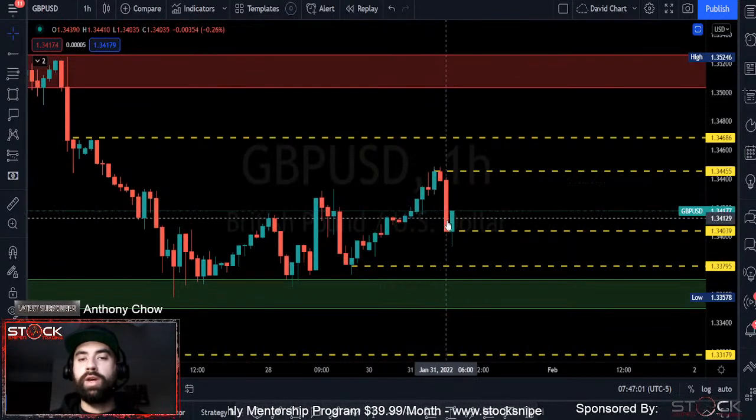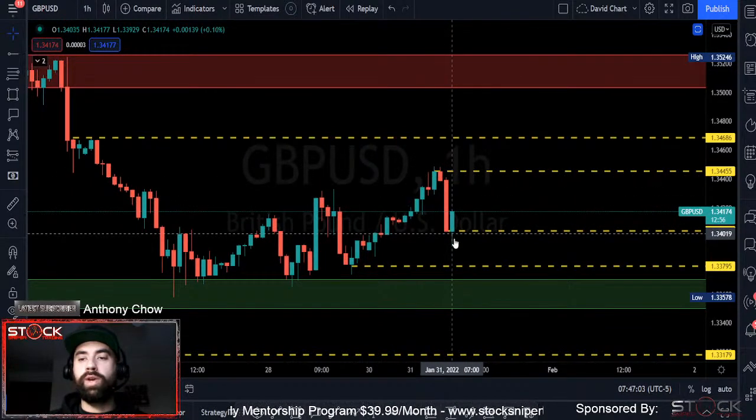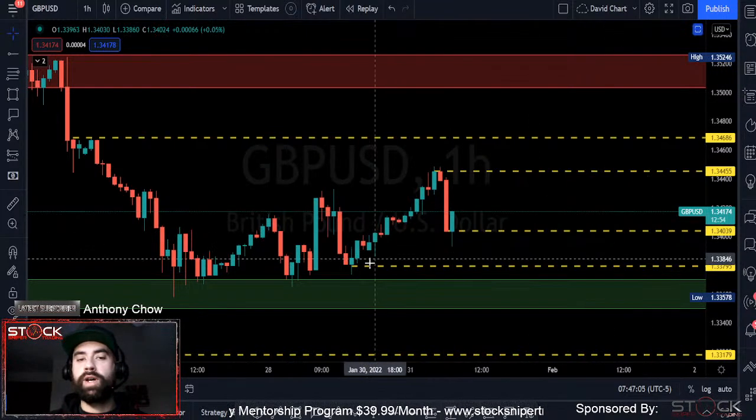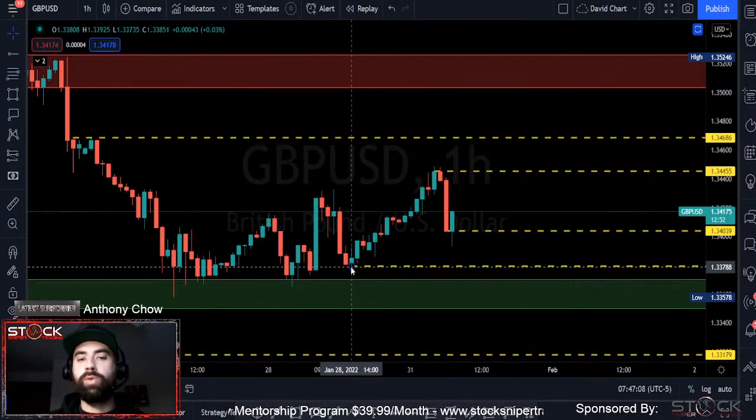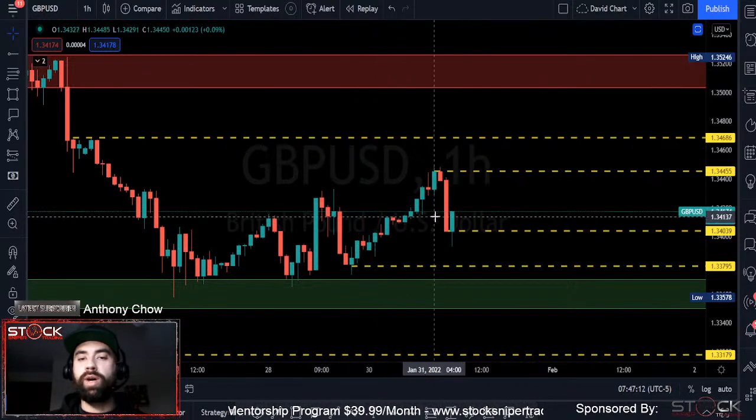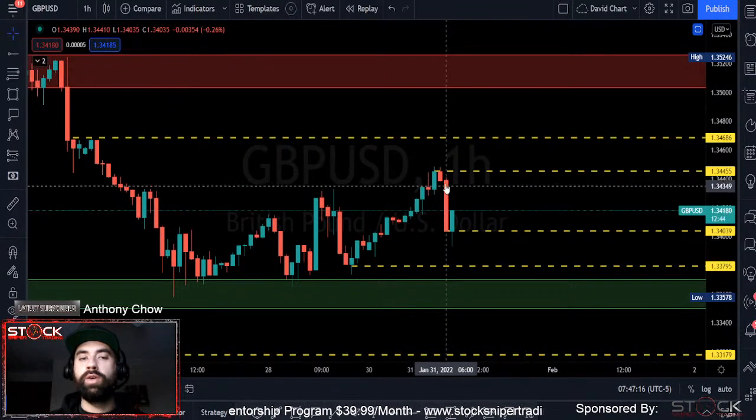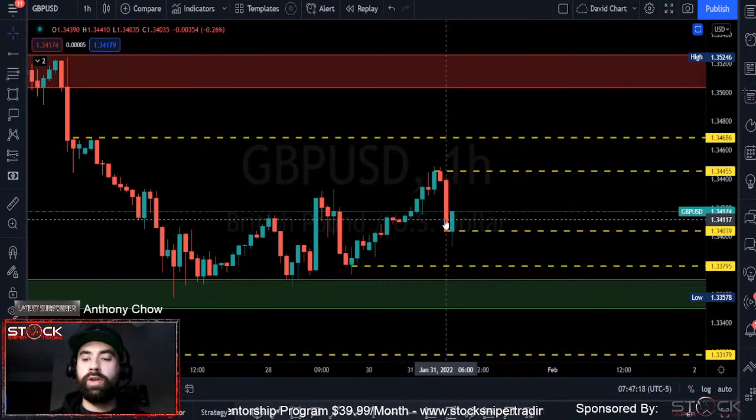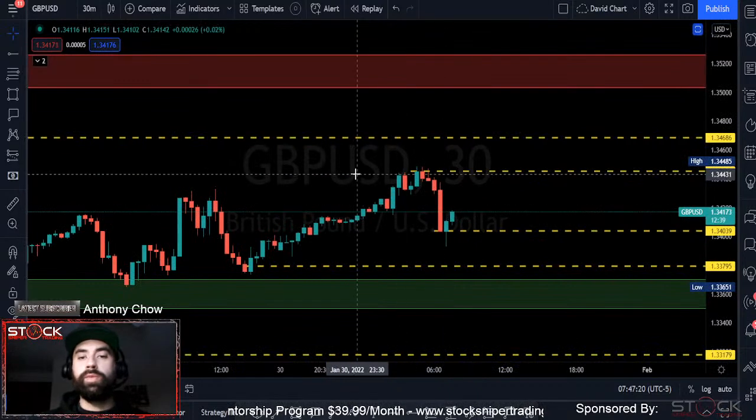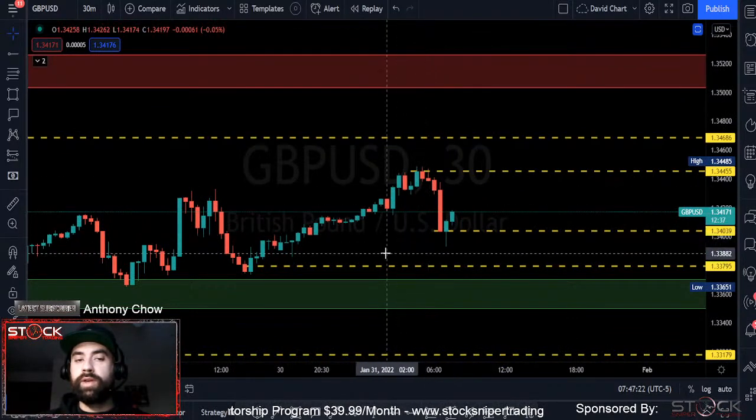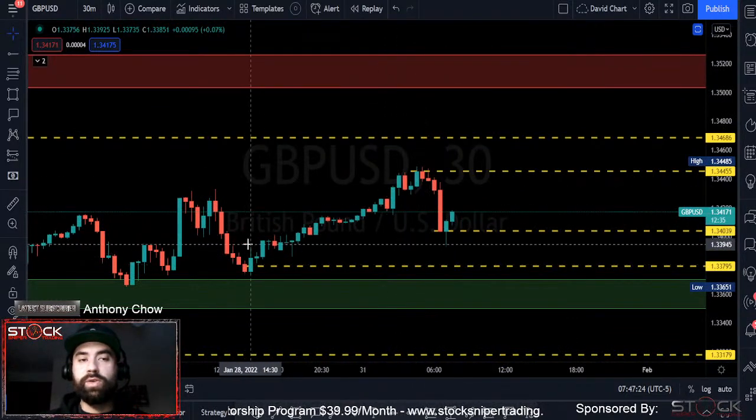Okay, and now you can see it finding support right here at roughly around 34039, and it's making a higher high from this bottom point. So you can see we're getting a slow uptrend here. We're going to see if we can start to fill this bearish candle right here. So from the hourly, drop it down to 30-minute.